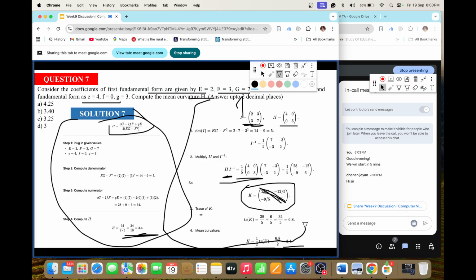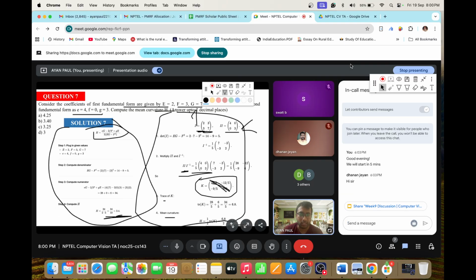If you go with this part, you can calculate both the mean curvature and the Gaussian curvature. If you go with the formula, then you can calculate only one of them at a time, either the mean curvature or the Gaussian curvature, since they have different formulas. So that is how you can solve the question. Is it clear to all of you what I have told? Clear, right? Yes.